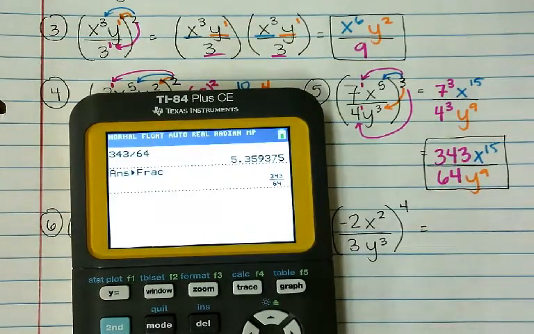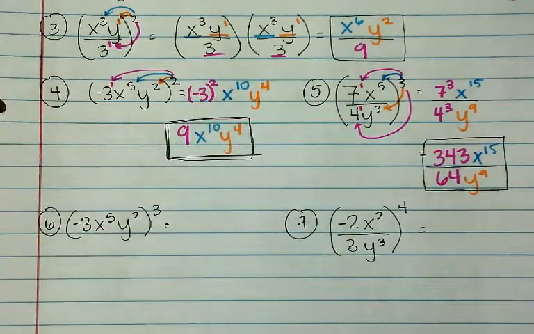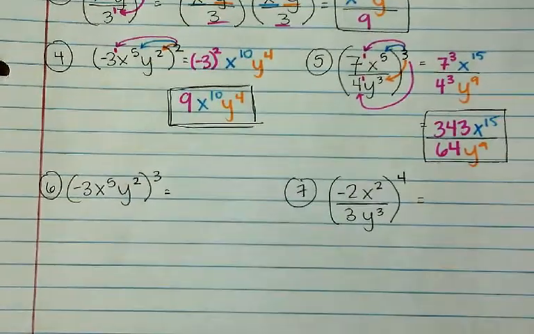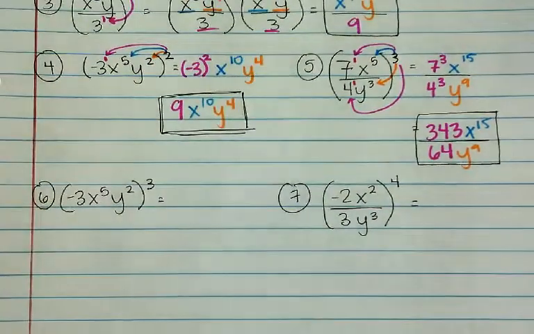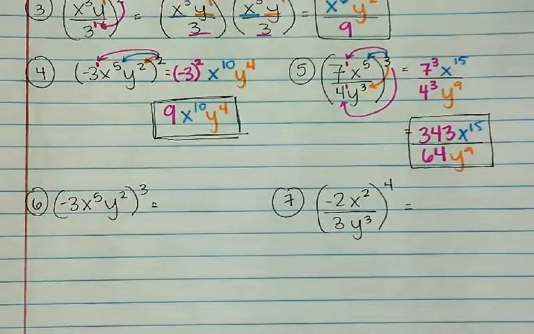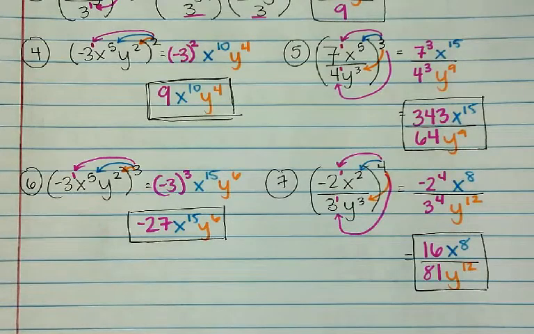Yeah? Okay. So what I want you guys to do is, if you want to check your answers here for number 6 and 7, you can see the way that we distributed. We raised each thing inside that parentheses to the power. And when we have 2 exponents, we multiply the exponents together, or we simply raise it to that power. All right, guys, y'all feel good about that? Awesome. I'll go ahead and leave those up there on the board for y'all.